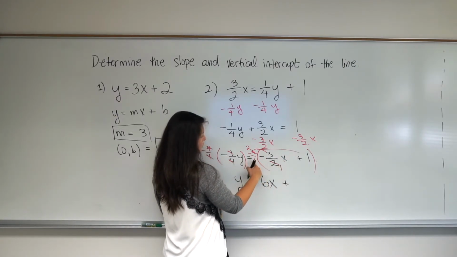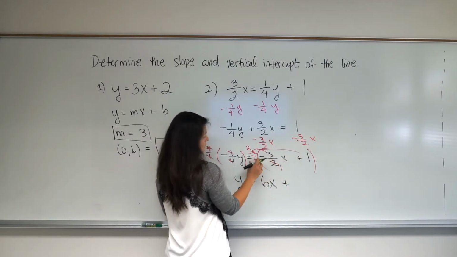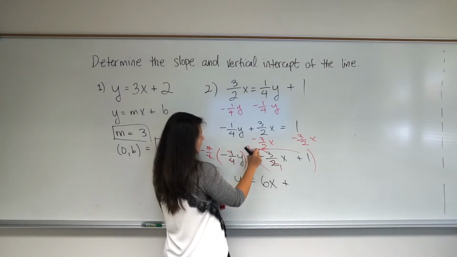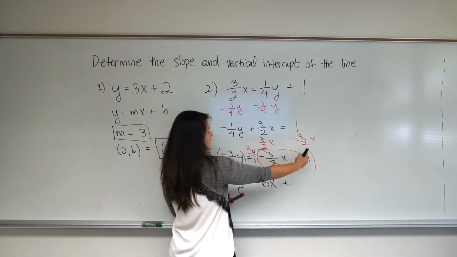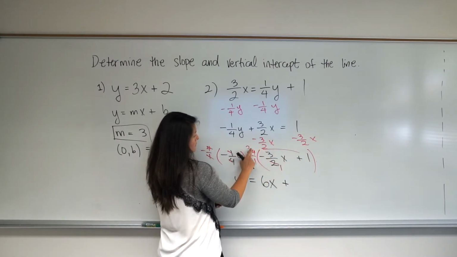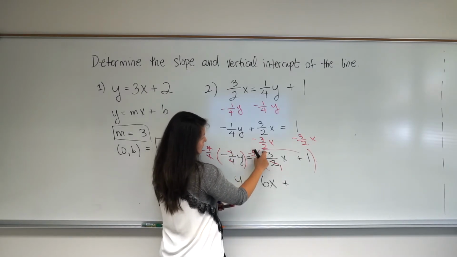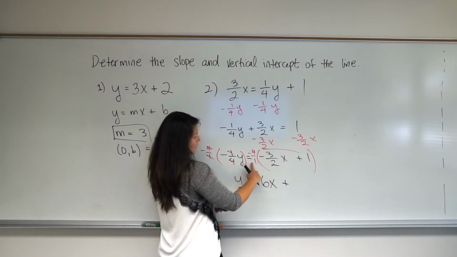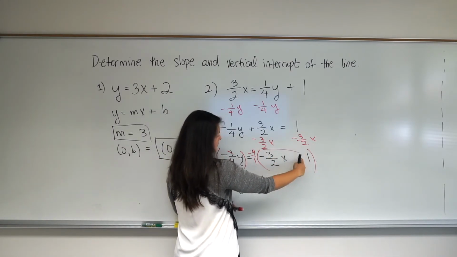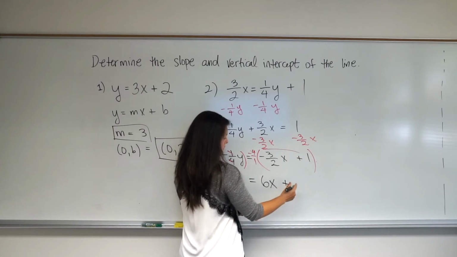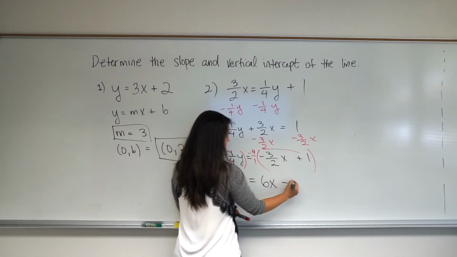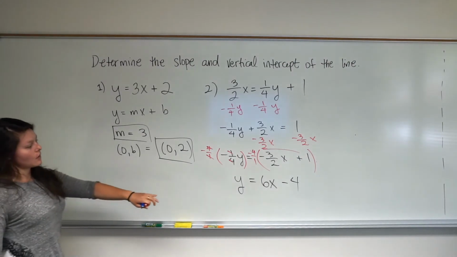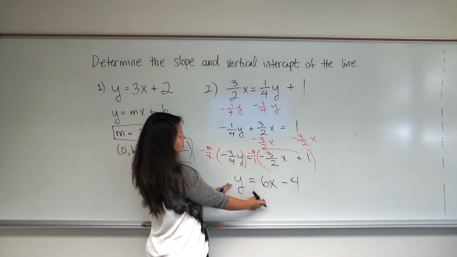And negative 4/1 times 1, oh, maybe I shouldn't have done all this canceling because it's a little confusing if we're distributing to that second term there. Let me erase that. Okay, negative 4/1 times 1, well, that's just negative 4. So now we have the equation y equals 6x minus 4.